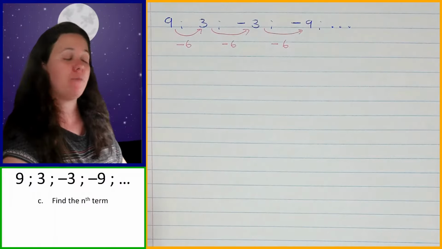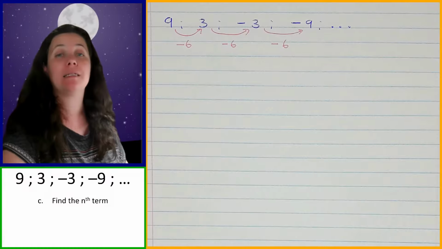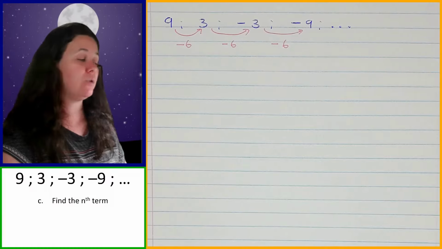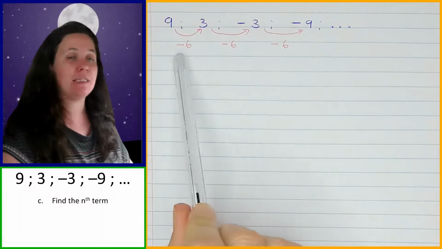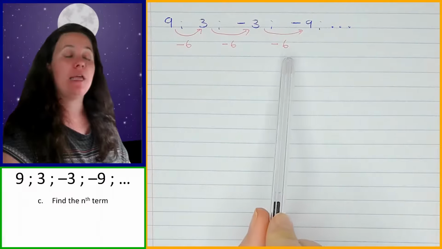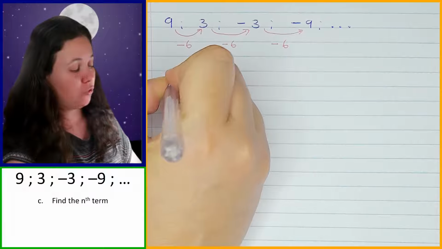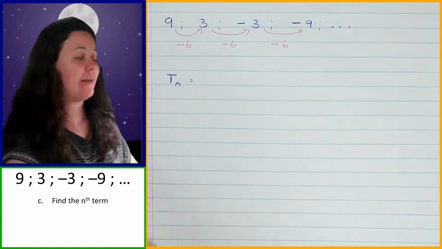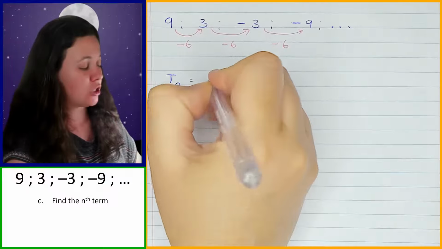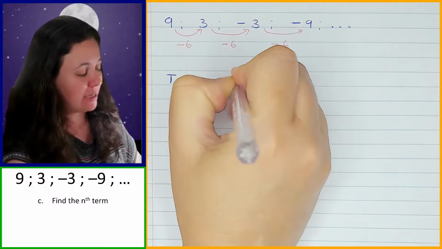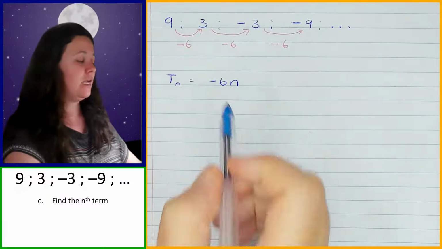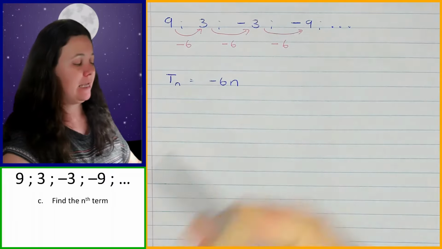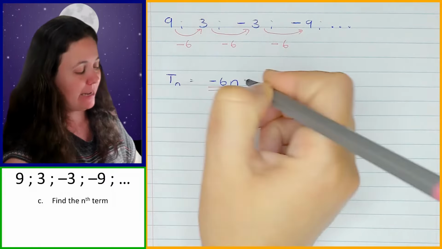Now, not all patterns have a constant difference, but the ones we're doing in this lesson do have constant differences. When you have a pattern that has a constant difference, then your rule is going to start off by taking that constant difference and multiplying it by n. So it's going to be negative 6 times n, or negative 6n. Okay, so the constant difference is going to be multiplied by n.